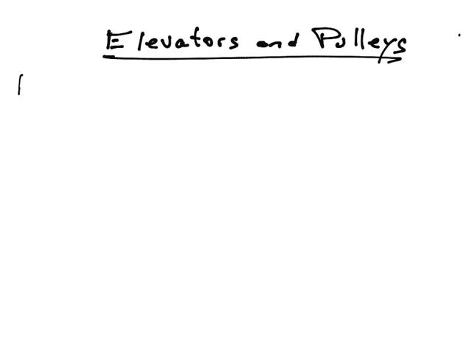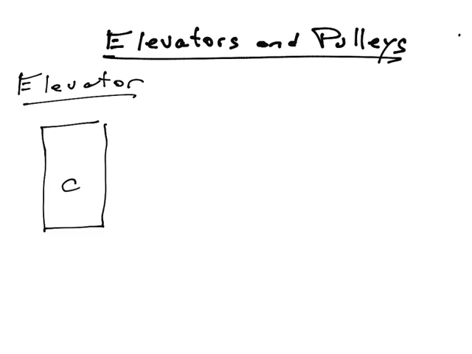So let me start with elevators. What's an elevator style of problem? The main problem is this. Let's say we have an elevator. Here it is. And there's a person in the elevator, and they're standing on a weight scale. Let's say the mass of the person is 100 kilograms, just to have a nice round number.